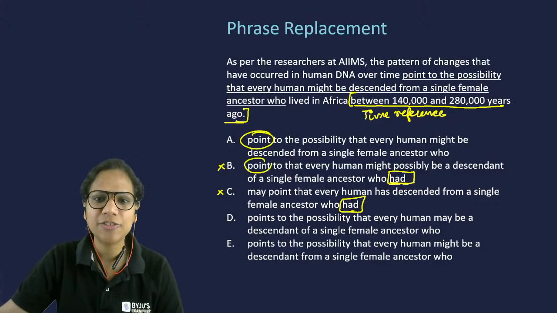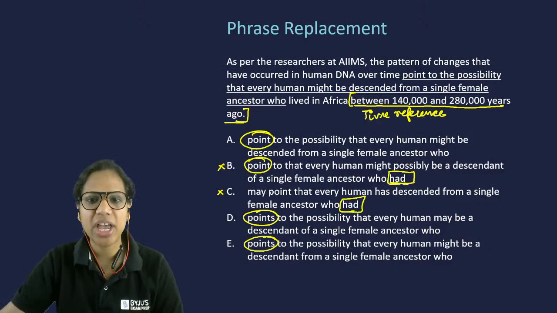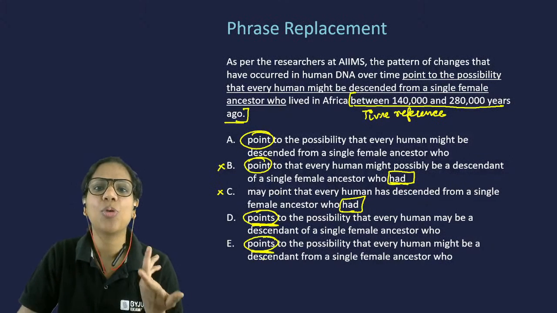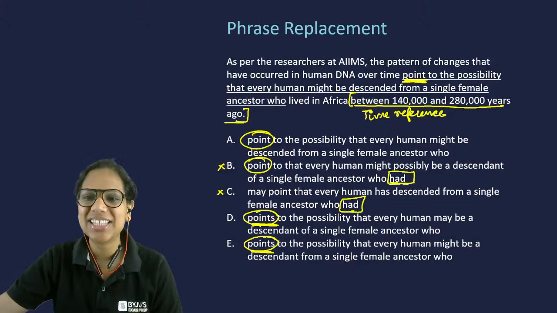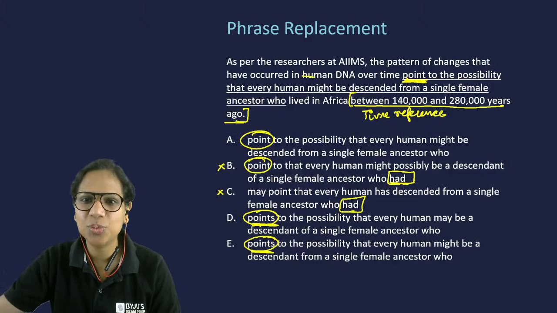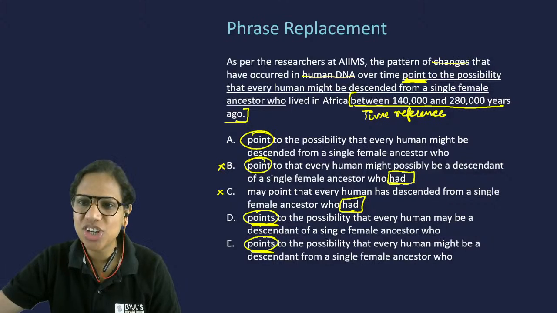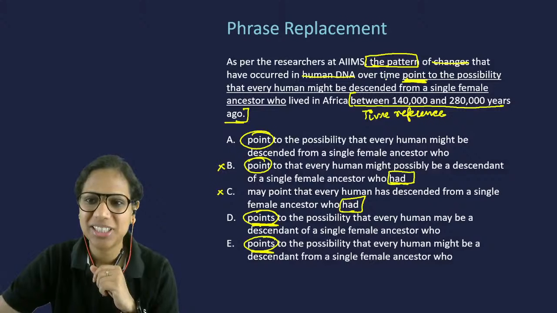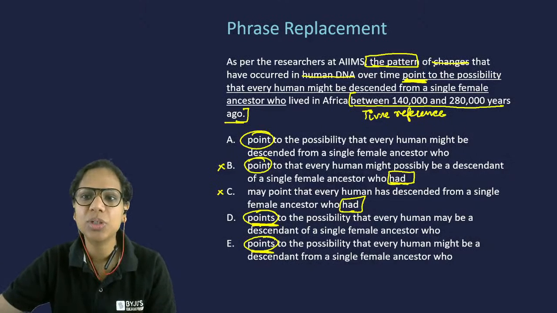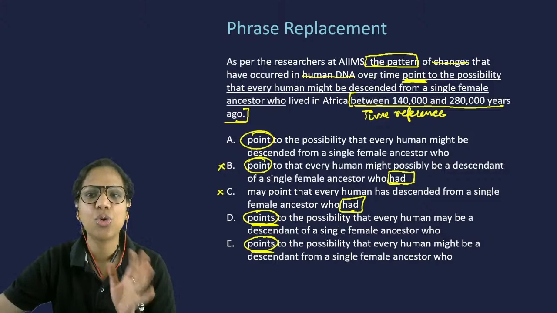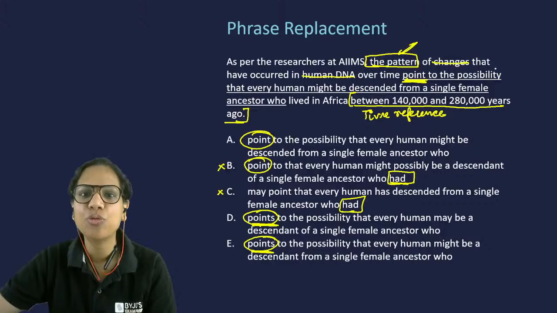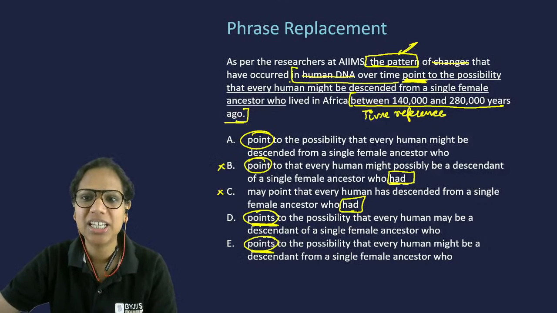Similarly, I see that here we have "point," whereas here we have "points." So I go and check what is the subject of this verb points. What points? Let's see. It's not human DNA. It's not changes, it is the pattern. The pattern points to the possibility. So do not get confused with this unnecessary noise. This is noise. All these phrases that come after the noun, the pattern, so of changes that have occurred in human DNA over time.